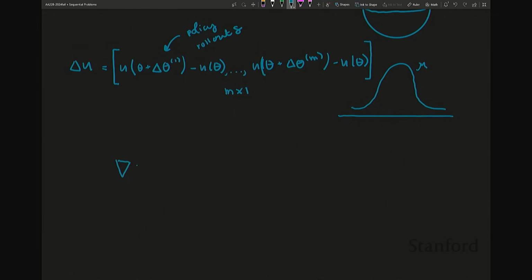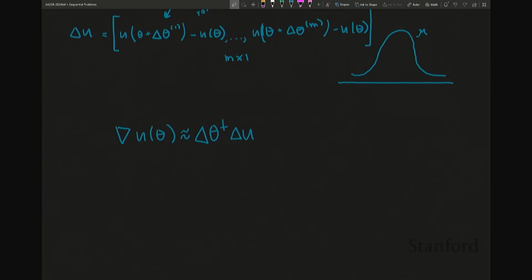All right. So now that we have delta theta and delta U, we need to fit the line between them to estimate the gradient. So we're going to say gradient U of theta is approximately equal to delta theta, this upside down t means pseudo inverse, delta U. And the reason that we're doing the pseudo inverse instead of the regular inverse is that we're not guaranteed that delta theta is invertible, because m and n ideally should be different, so it's not going to be square.